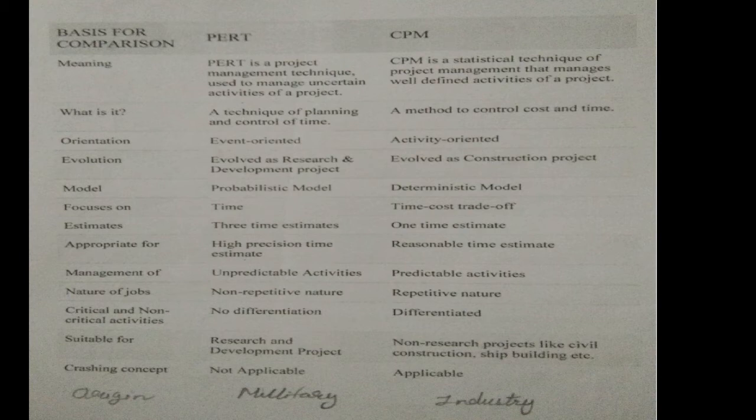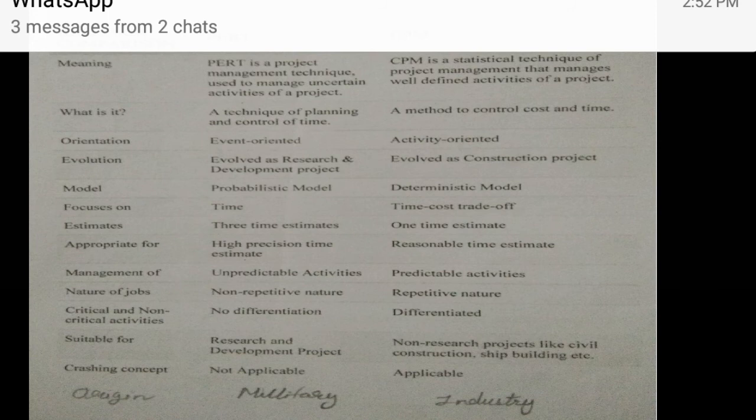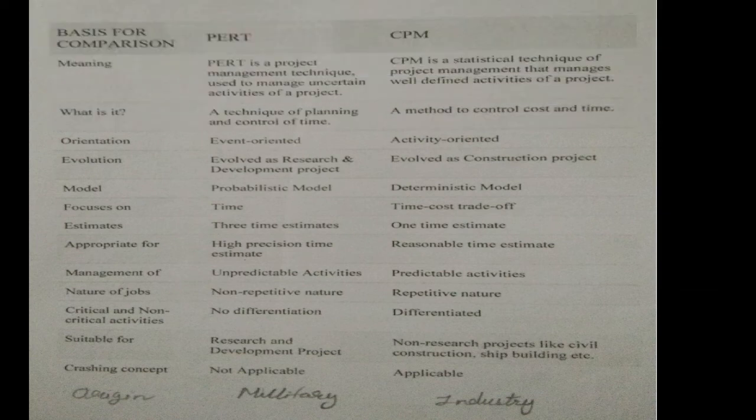The next criteria of difference is estimates. PERT estimates time in three major ways, that is most likely time, optimistic time and pessimistic time. On the other hand, CPM includes one time estimate only. The next criteria is appropriate for. PERT is appropriate for projects which have high precision time estimates. On the other hand, CPM is appropriate for reasonable time estimates.